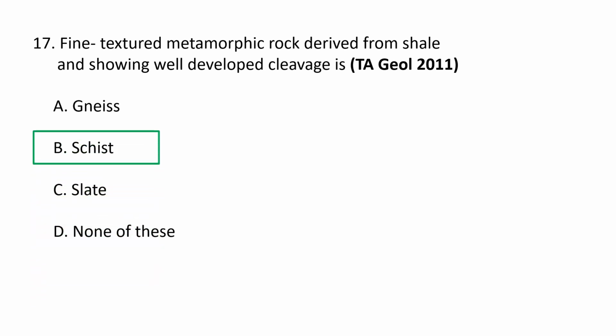Schist. Schist is a fine textured metamorphic rock that is derived from shale and has a well developed cleavage. Schist is a medium grained rock that is made up of flaky minerals that are oriented in a way that allows it to split into thin plates. So B is the correct option.